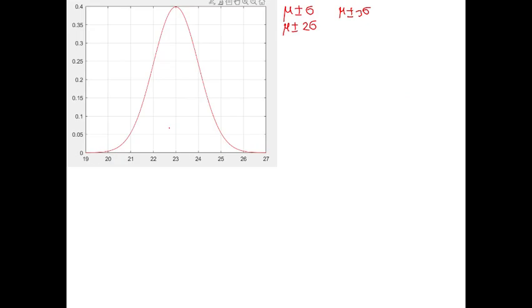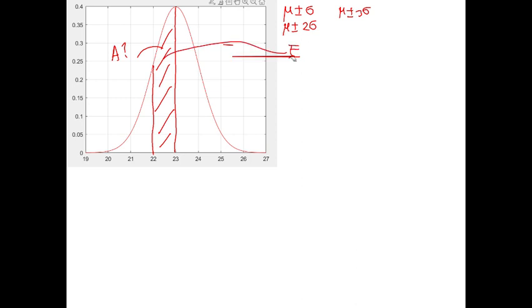But we have a small problem. Say that I am not looking for the area from 1 sigma to 2 sigma, but I'm looking for the area from here to here, this range of area. So how much is it? How can I find it? That is a problem that we now try to address, and we will solve this problem in Excel.